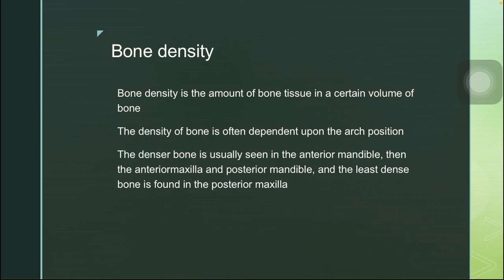Consider the bone density. Bone density is the amount of bone tissue in a certain volume of bone. The density of bone is often dependent upon the arch position. The denser bone is usually seen in the anterior mandible, then the anterior maxilla and posterior mandible, and least dense bone is found in the posterior maxilla.